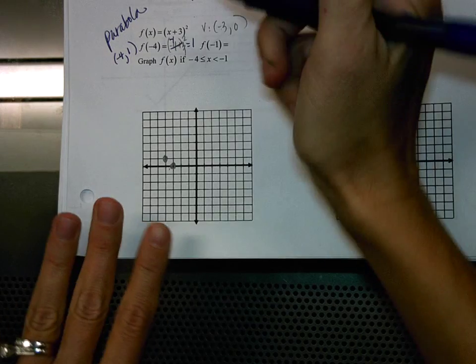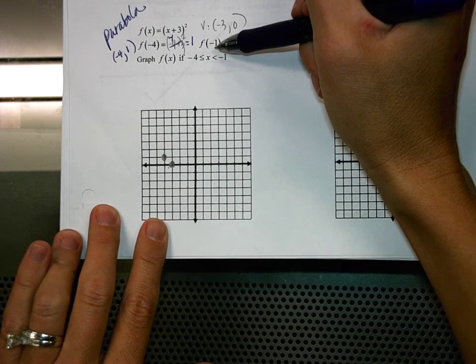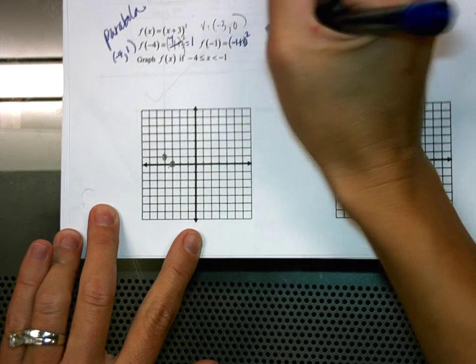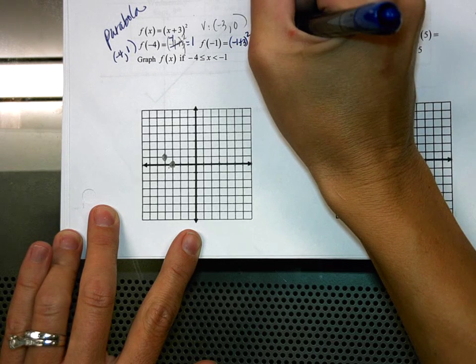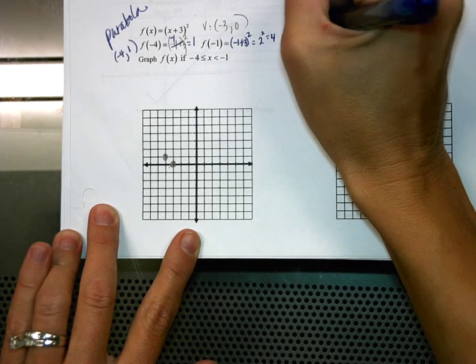Okay, next I have here negative 1. So what am I going to do with the negative 1? Plug it in first. Good. So we have negative 1 plus 3 squared. What is negative 1 plus 3? Positive 2. Good. And then 2 squared is? 4. So this ordered pair is negative 1, positive 4.